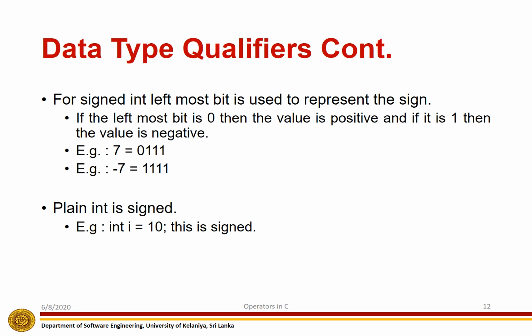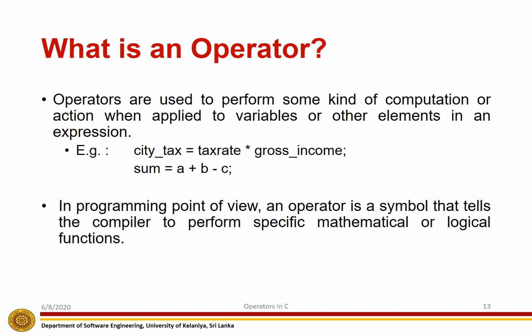So now you have a clear idea about data types in C. Now we will move to the operators in C. What is an operator? Operators are used to perform some kind of computation or action when applied to variables or other elements in an expression.